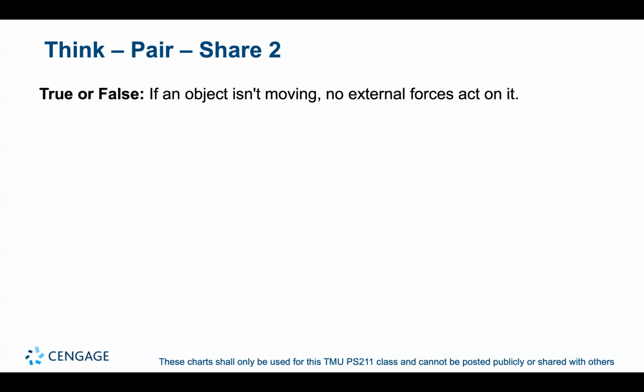If an object isn't moving, no external forces acted on it. It's false. An object that remains at rest has 0 acceleration, although any number of external forces could be acting on it, provided that the vector sum of these forces is 0. Something is sitting on the table: the force of gravity is counteracted by the force of the table holding it up.